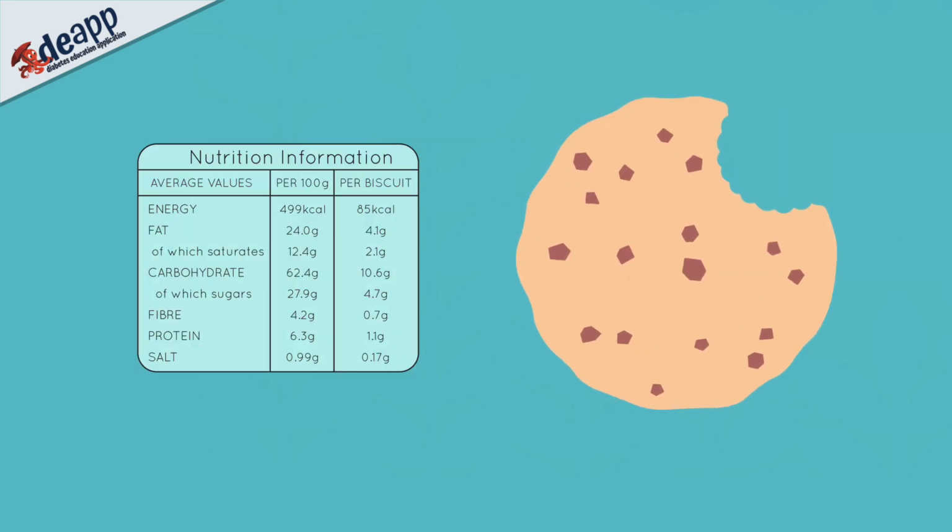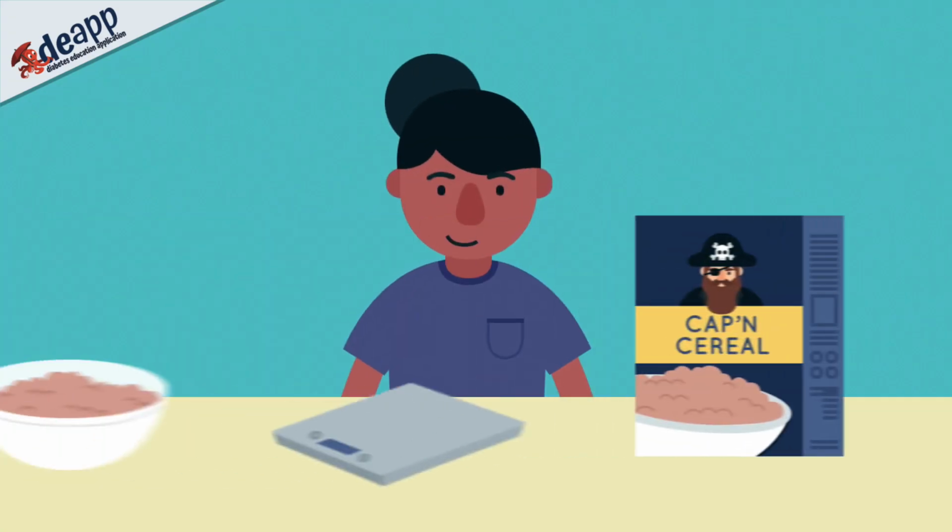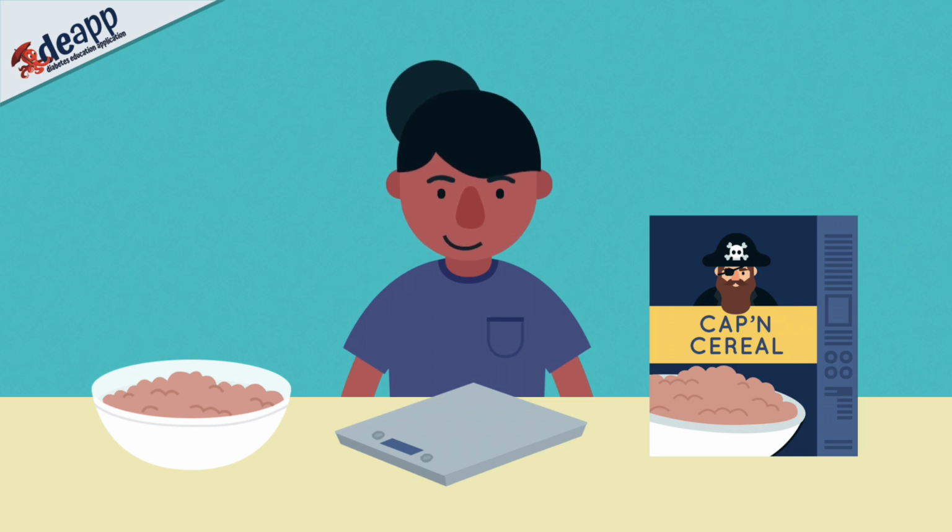Some labels will only tell you the carbs per 100 gram. If you would like to eat more or less than this, you will need to do a calculation.